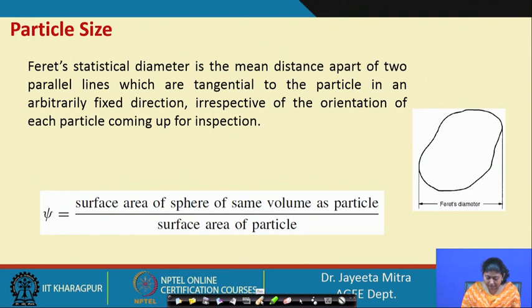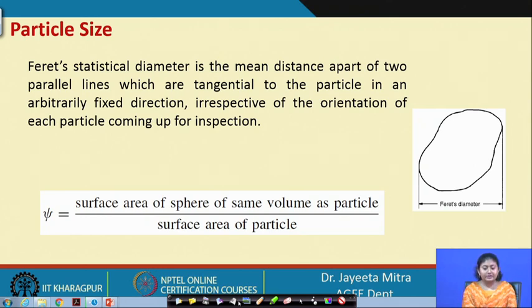Now, one common expression sometimes used is called Feret's statistical diameter, which is the mean distance apart of two parallel lines which are tangential to the particle, okay, in an arbitrary fixed direction. So, these are the two parallel lines which are tangential to the particle, and this is irrespective of the orientation of each particle coming up in the inspection. So, the orientation may change at any time, but we take the two tangential parallel lines and take the diameter, which is called Feret's diameter.